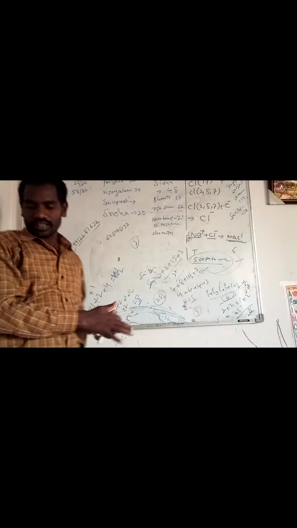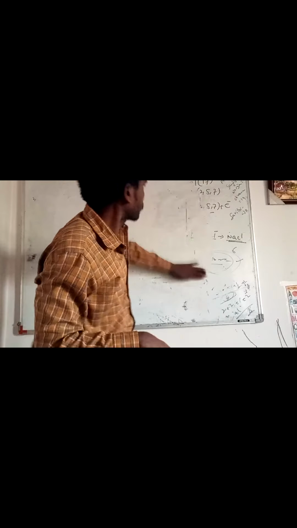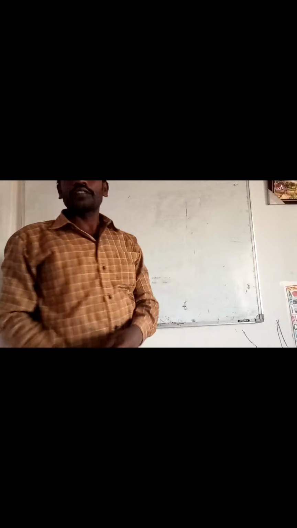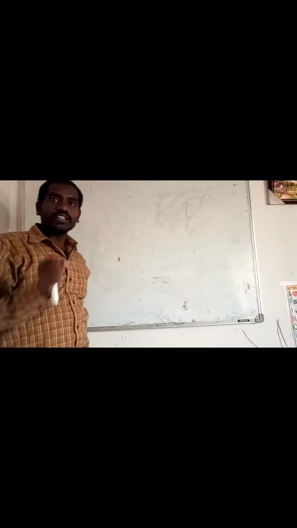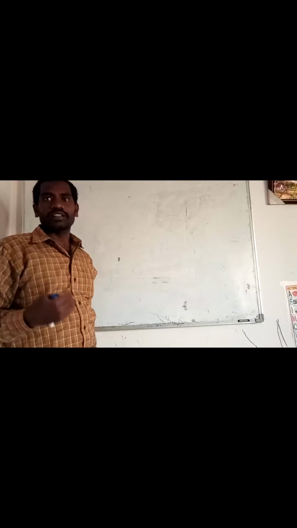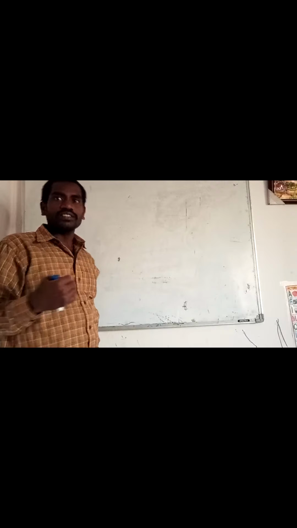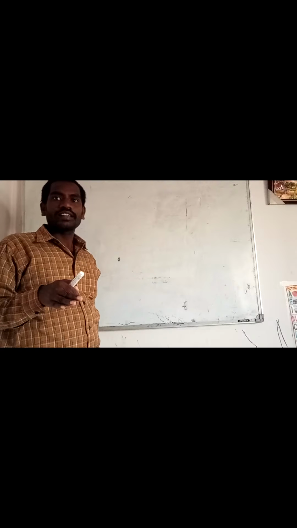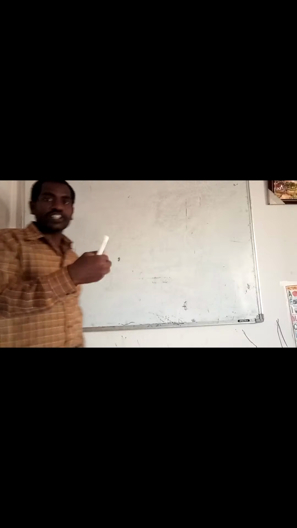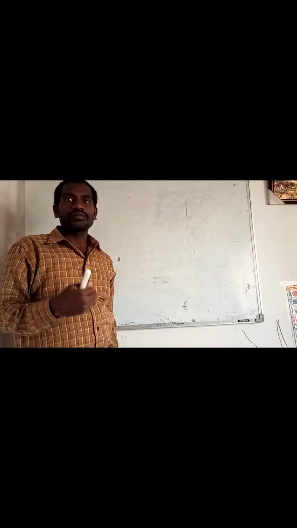Some examples we also saw. See, what is the definition of the malleability property? Malleability is the property of materials which can be beaten and flattened into sheets. This is called malleability.